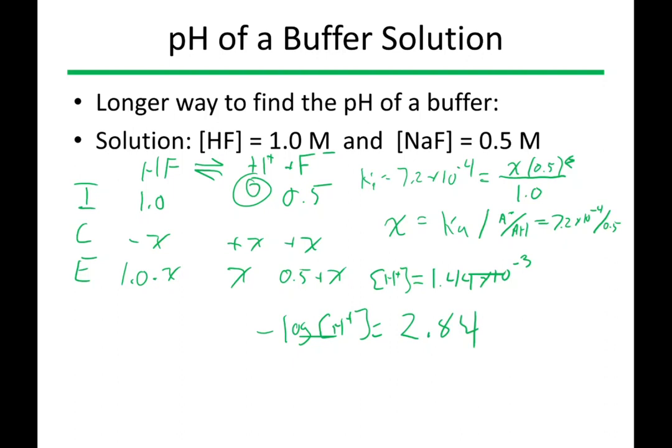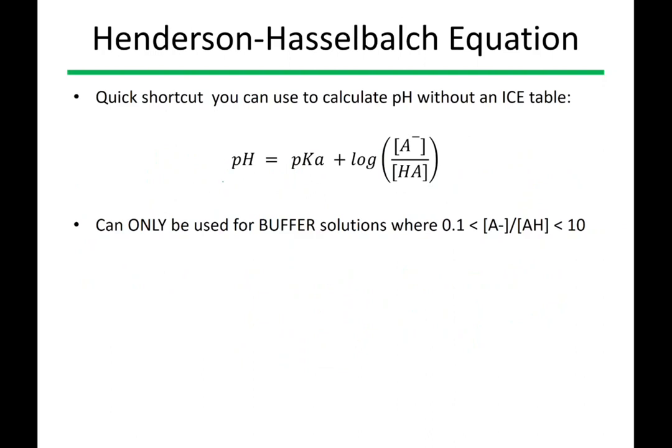There is a much easier way to do this, and this comes a little bit from having used the small x approximation. Since we used the small x approximation here, we get this relationship between the A minus and the AH, and if we take the log of everything, since we know we need to do this to find the pH, we come up with this solution. So the pH is going to be equal to the pKa, which is just the negative log of the Ka, plus the log of A minus over AH.